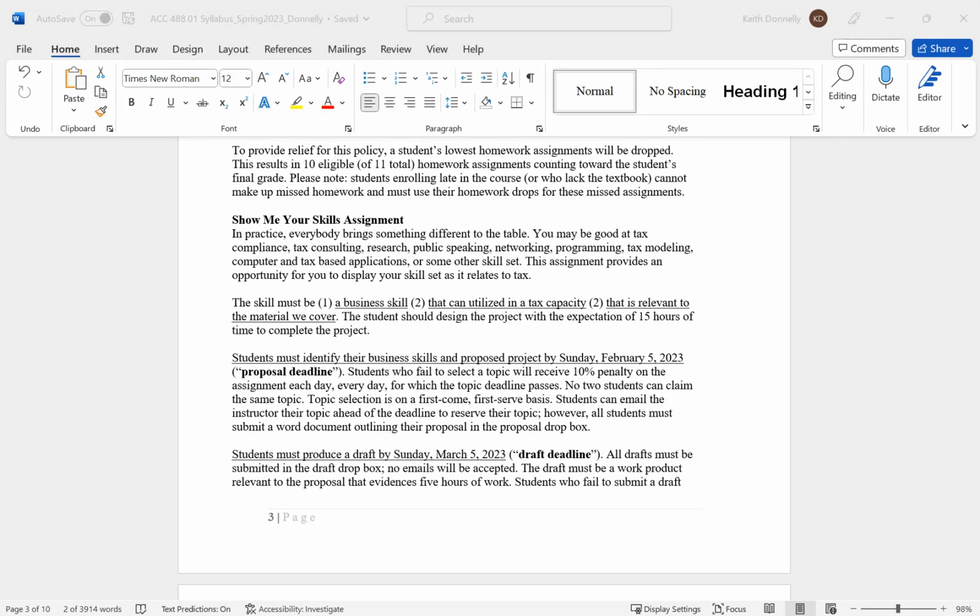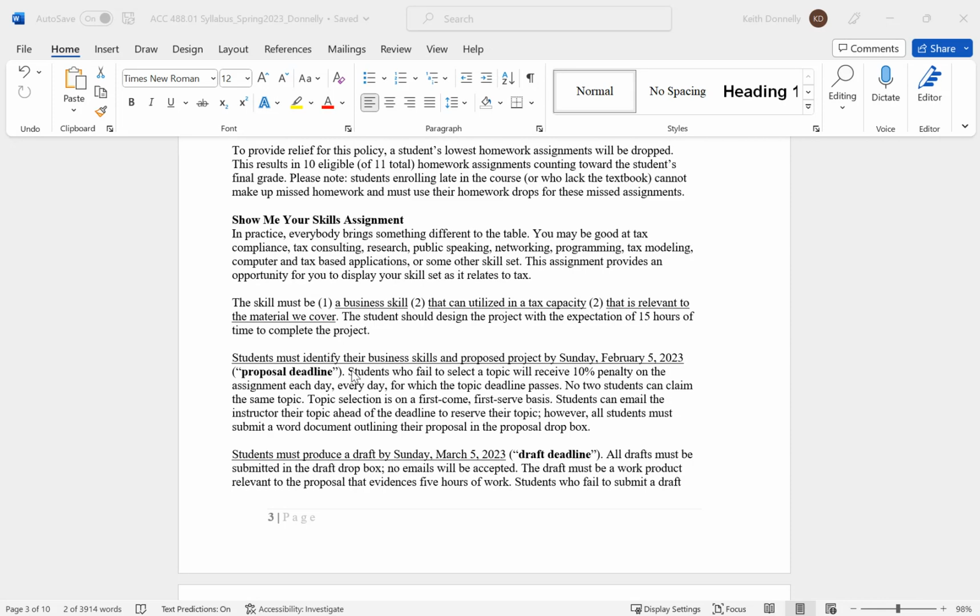So for example, in tax, maybe you're good at tax compliance, doing the forms, consulting, maybe you're a researcher, you're good at networking, you're a good speaker, maybe you're more of a tech person, you do the modeling or the programming. Everybody has different skill sets that make you good in practice. And this assignment is meant to make you think about, hey, what am I good at? What do I bring to the table?